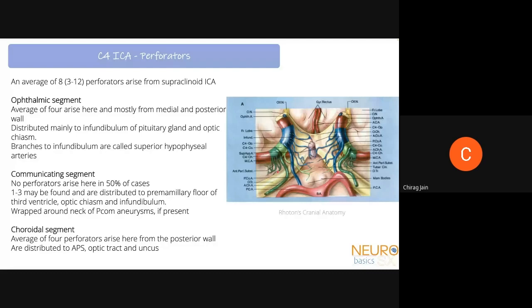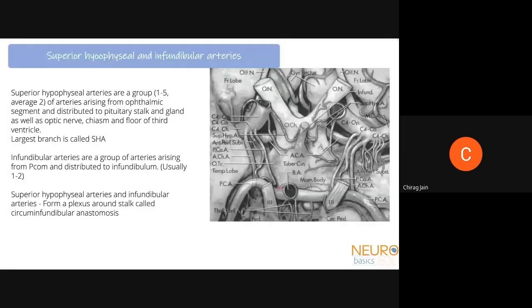As we already discussed, superior hypophyseal and infundibular arteries are the arteries which arise from the ophthalmic segment and supply the infundibulum and the pituitary gland. These are a group of arteries, and the largest one is known as the superior hypophyseal artery. As we can see, they arise from the ophthalmic segment and run to supply the infundibulum and the pituitary stalk. The entire group is basically the superior hypophyseal arteries and the infundibular arteries.